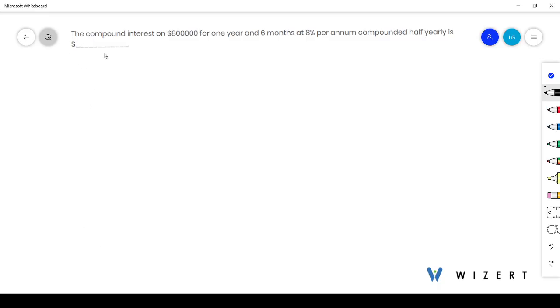Our question is the compound interest on $800,000 for 1 year and 6 months at 8% per annum compounded half yearly is how much dollar? Here we have given principal amount P is $800,000.